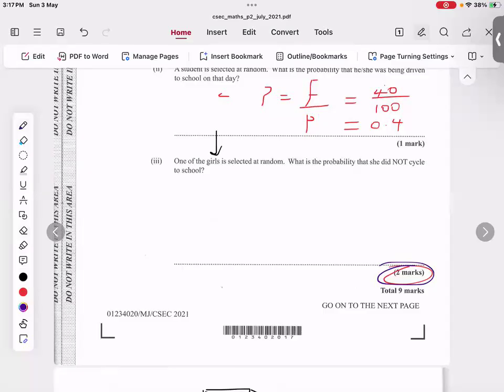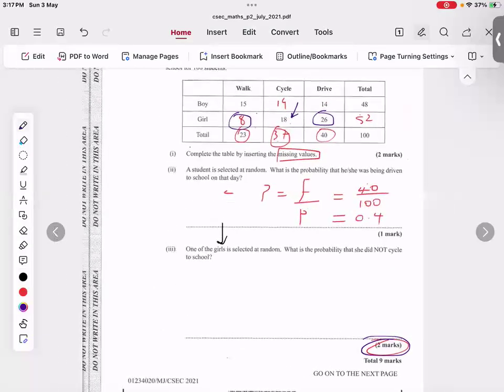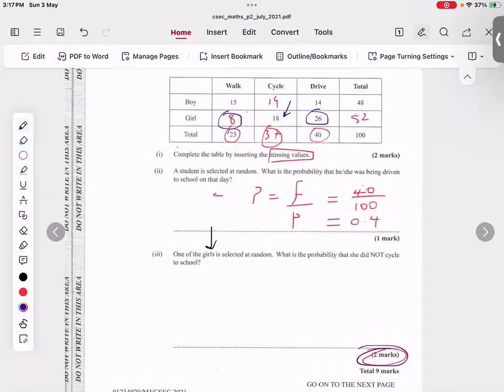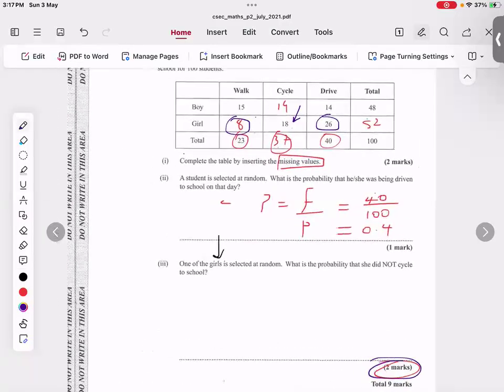Sir Antoine sent something in the chat. Oh, 34 divided by 52. Yes, that could be a possibility, because they said girls chosen at random. The problem is that she did not cycle to school.